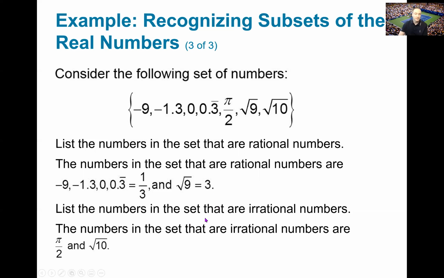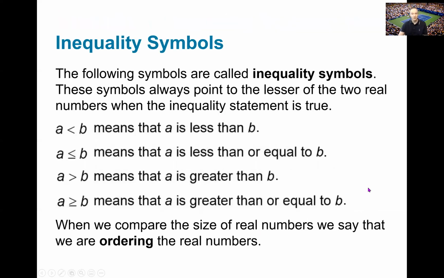Now, list the numbers in this set that are irrational numbers, and that's what I was just talking about with the square root of 10, and also the pi over 2. They can never, ever be rewritten as a fraction, thus they would be irrational.